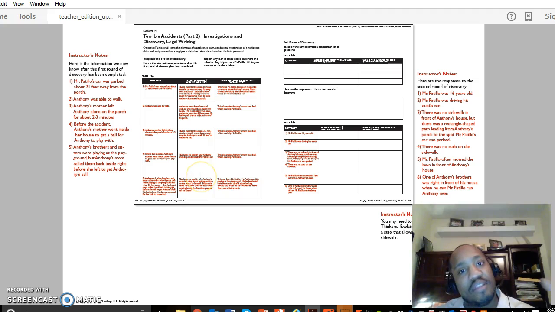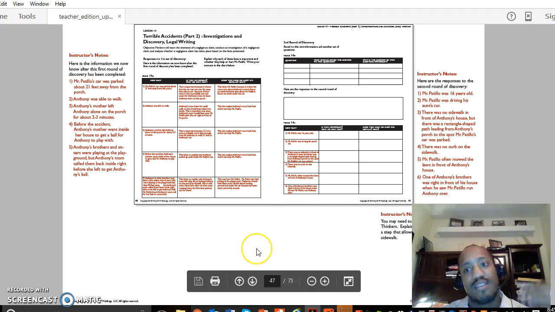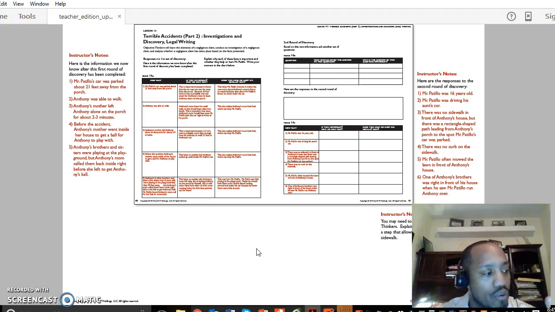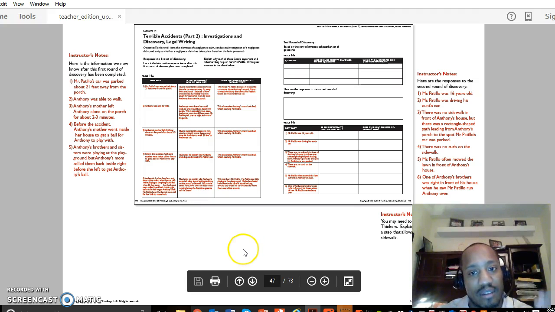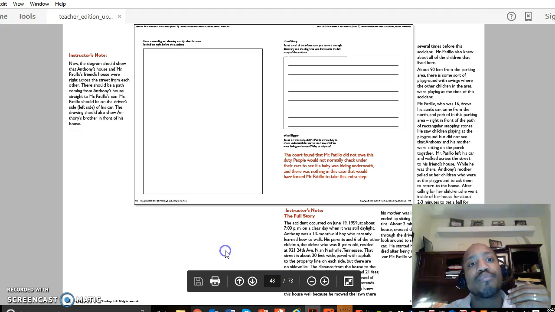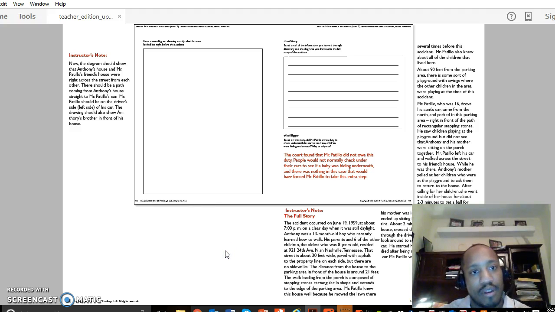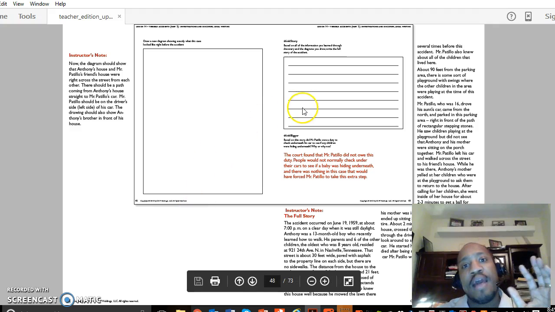But from hearing this, they need to come up with new questions and a second set of responses. We give them new facts, and again, they're analyzing these new facts. This is something we didn't do in the initial discovery round, but now it gives us a little more to look at. Okay? Now we're going to draw a new diagram. Now that we know all this information, we're going to draw the new diagram and then tell the full story about what we think happened here.